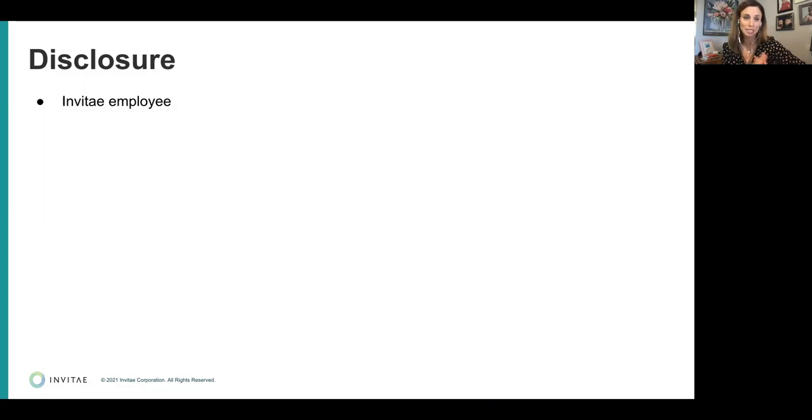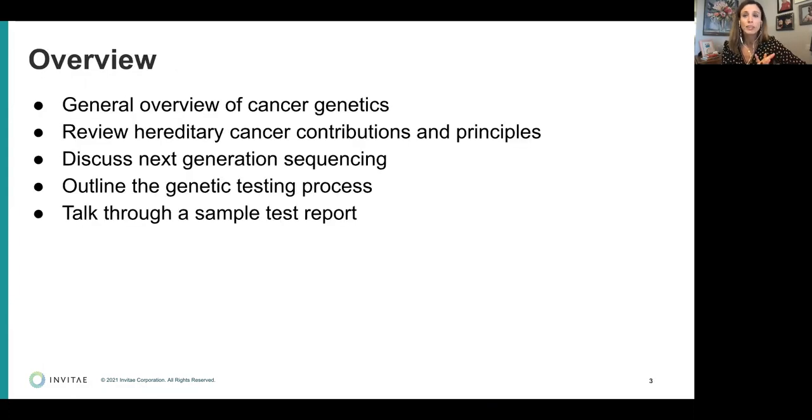However, the principles I'll be discussing with you today are broadly applicable to any genetic testing process. In today's session, we're going to do an overview of cancer genetics. We'll discuss hereditary cancer contributions and principles, talk about next generation sequencing, outline the genetic testing process, and then talk through a sample test report.